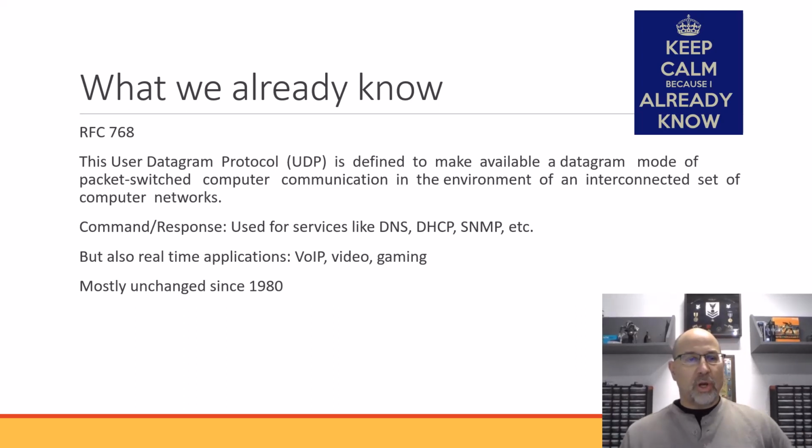Okay, what do we already know or what do we remember about UDP, the User Datagram Protocol? Well, we know that it's RFC 768. We know that it's been around a long time and that its primary purpose was to provide a datagram mode of communication at layer 4. So this is unlike TCP, right? We're not going to do any handshakes. We're not going to keep track of the byte stream along the way. We don't have an algorithm for calculating bits in flight.